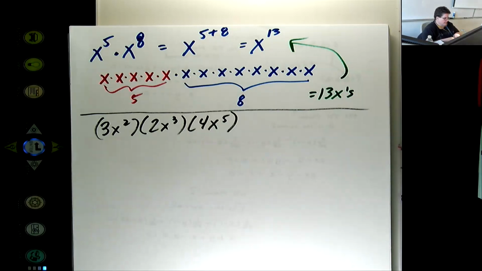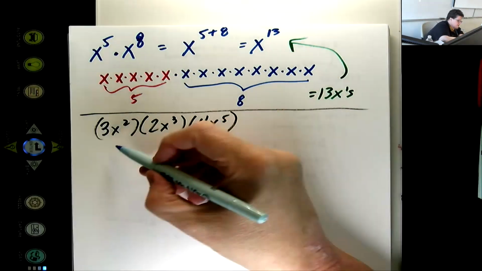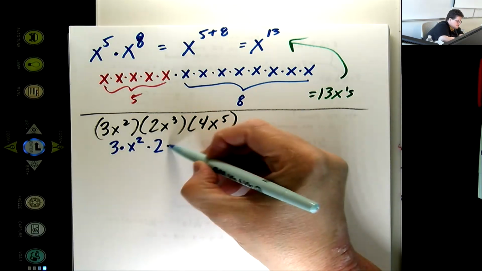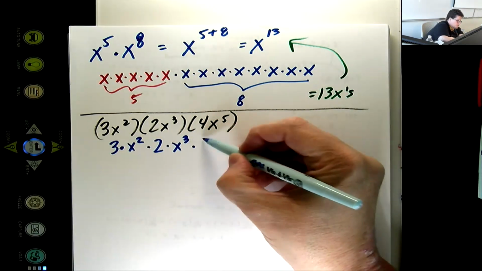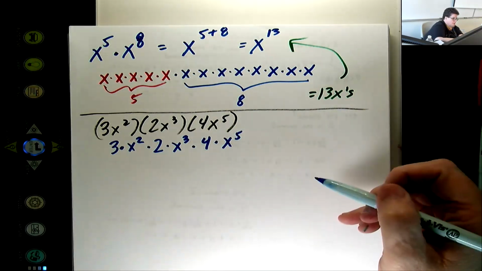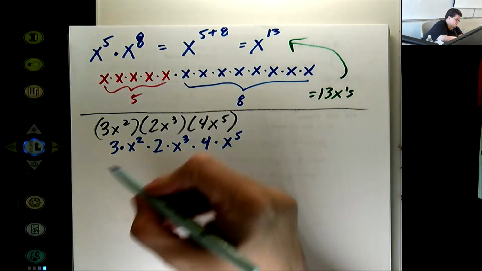We talked about the commutative property of multiplication. This is technically 3 times x squared times 2 times x cubed times 4 times x to the 5th power. And we're going to commute some things around. We're going to move all the numbers up front.